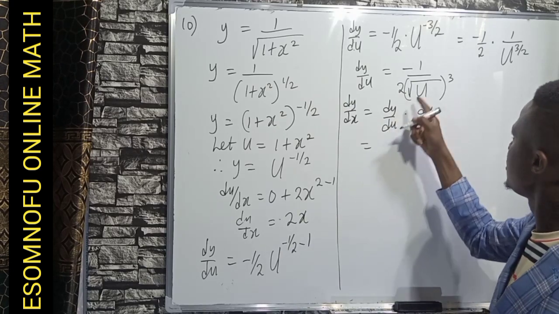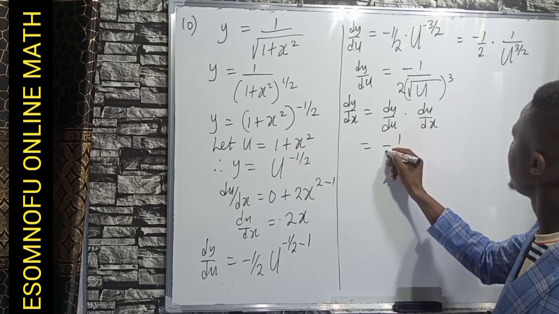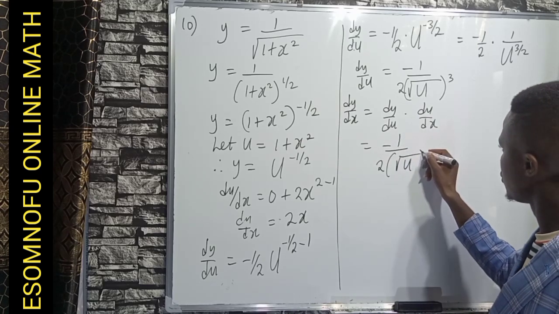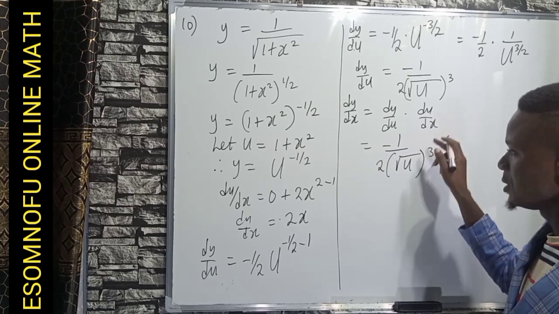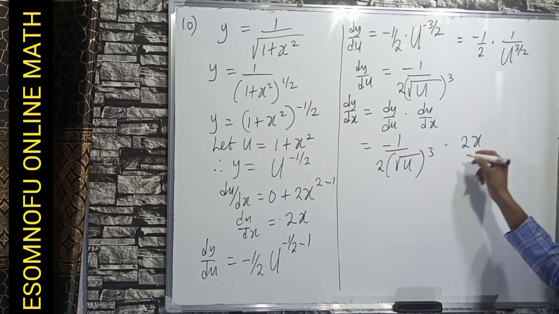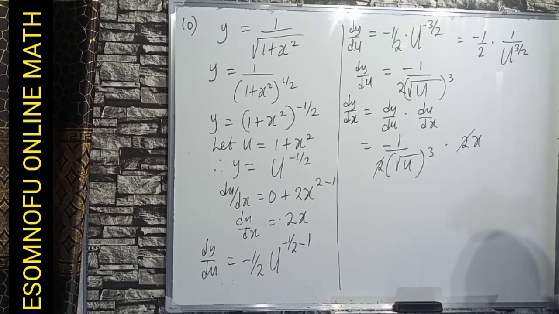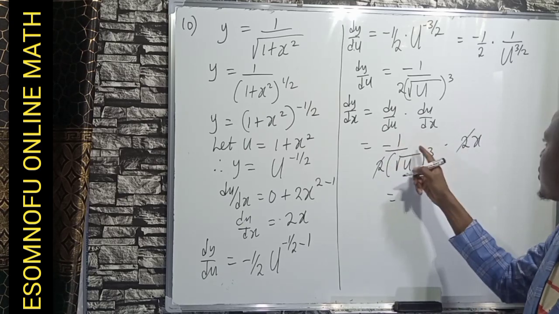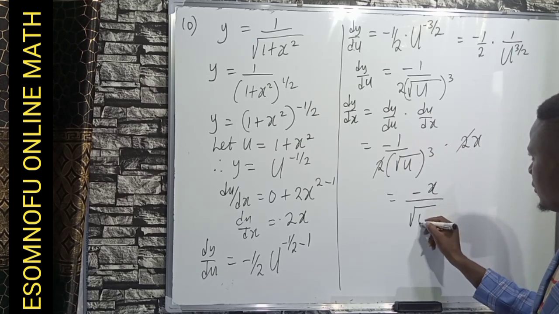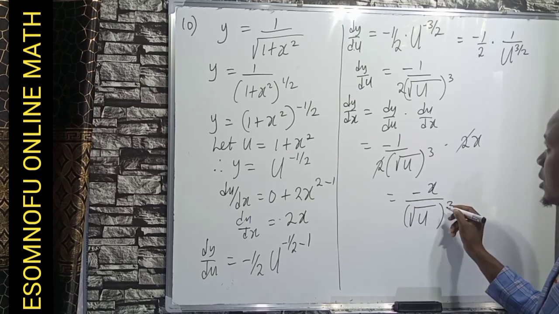And dy/du is negative 1 over 2 times root u to the power of 3, times du/dx. du/dx is 2x, so you have your 2x. The 2 will cancel the 2, without wasting time. We are having minus 1 times x, which is minus x, all over root of u to the power of 3.